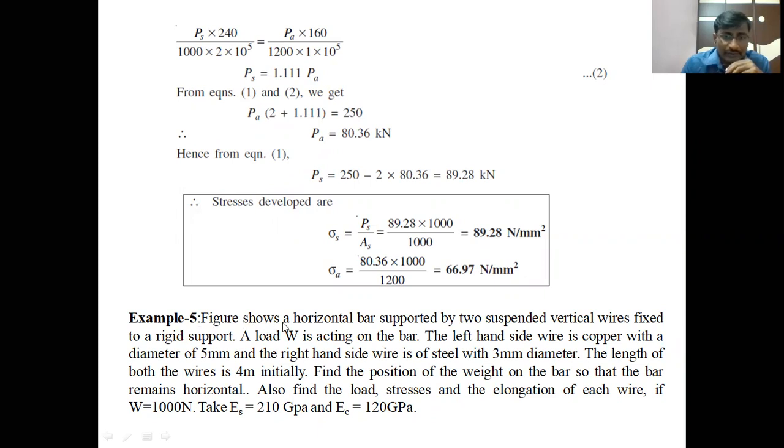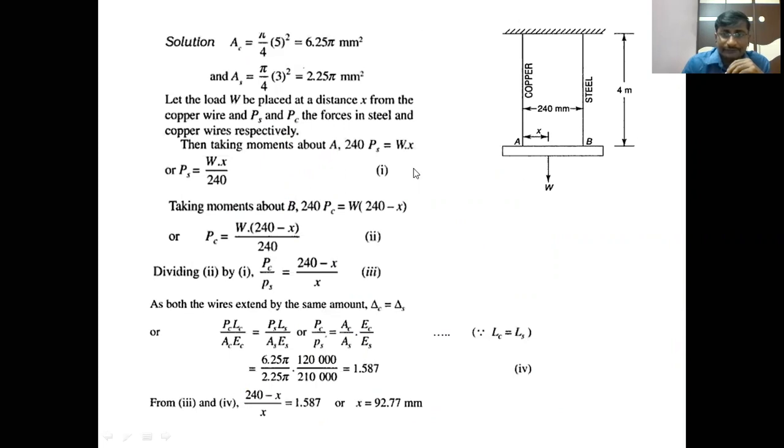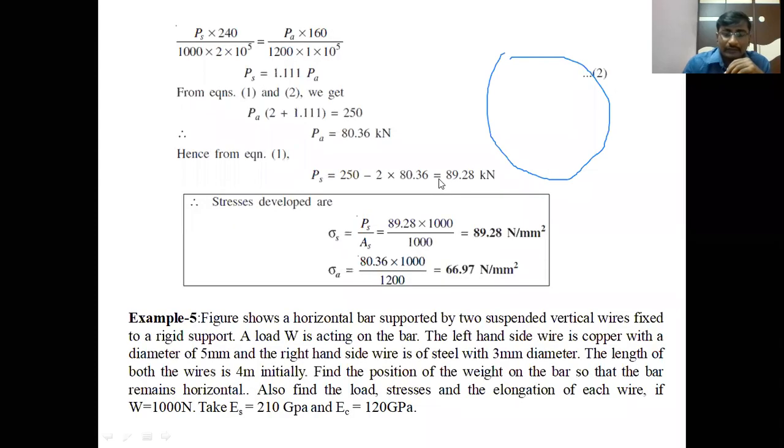Figure shows, in this problem the figure is given. This is the figure given in this problem. Clear? Let us read out the problem first, then go for the solution. Figure shows a horizontal bar supported by two suspended vertical wires fixed to a rigid support. A load W is acting on the bar.